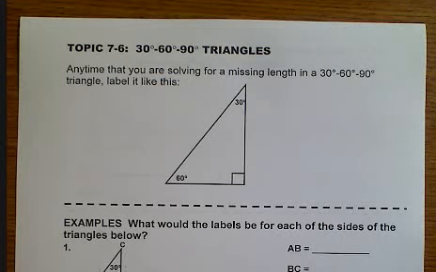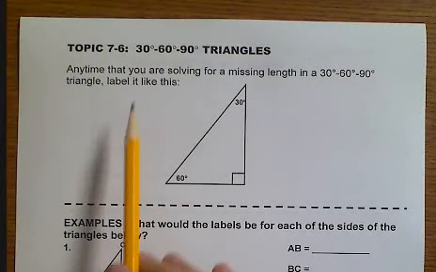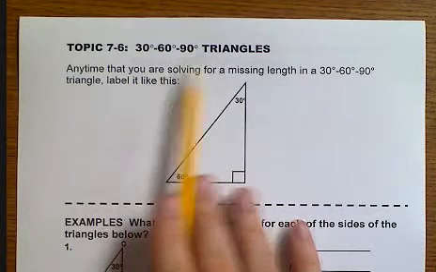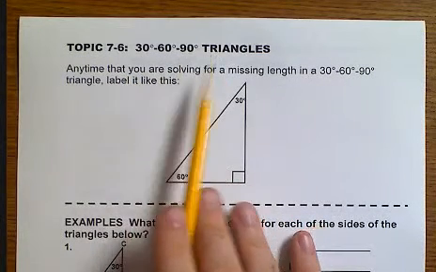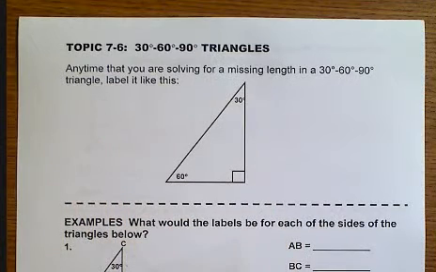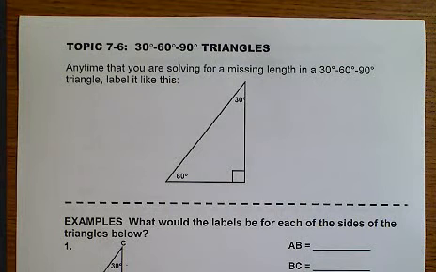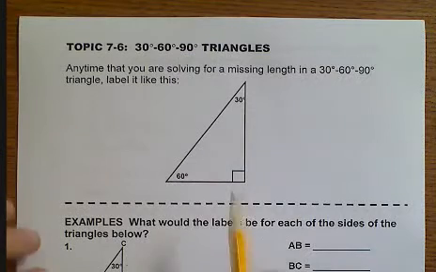Hello class, this is Geometry topic 7-6. Today we're going to be talking about 30-60-90 triangles. In the last topic we covered 45-45-90. Today we're talking 30-60-90. Both of these have shortcuts as far as figuring out the lengths of sides. This one's just a little bit more complicated.